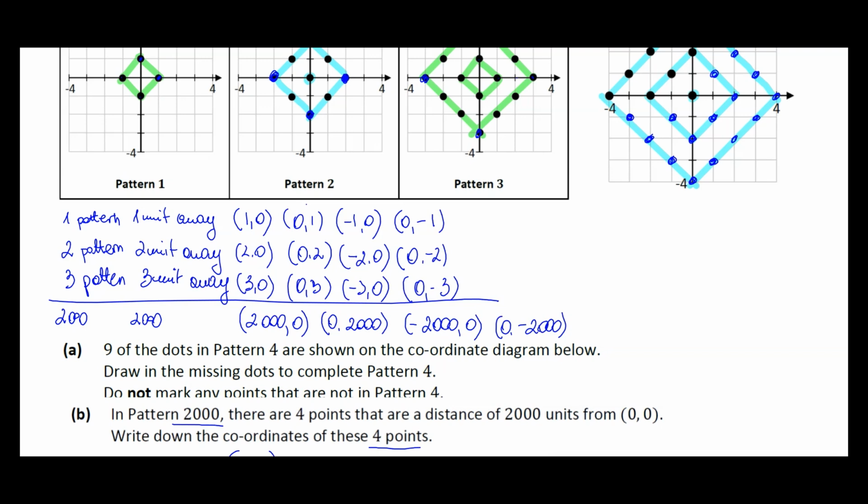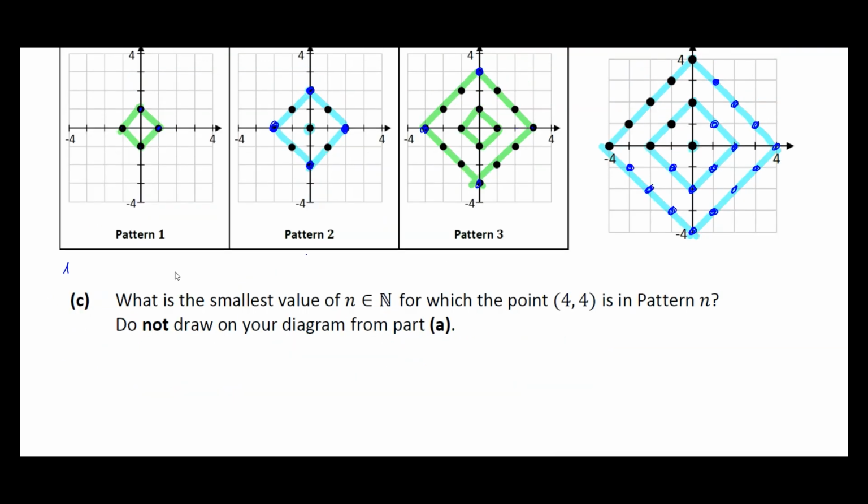Okay, and let's look at the last part. What is the smallest value of n that belongs to the natural numbers for which the point 4, 4 is in pattern n? So what are they looking for? Let's understand that. What is the smallest value of n? Basically, they are asking which pattern is the smallest.